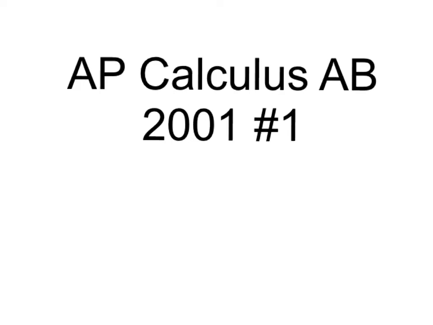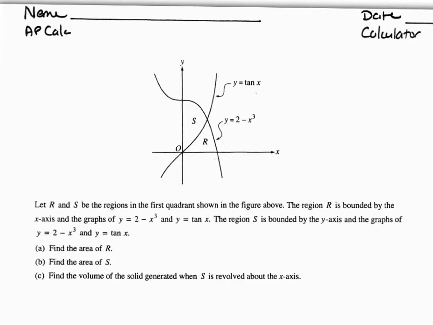This is question number 1 from the 2001 AP Calculus AB exam. So we're given these two functions, and we're being restricted to the first quadrant, and this creates two regions. We've got S and R.